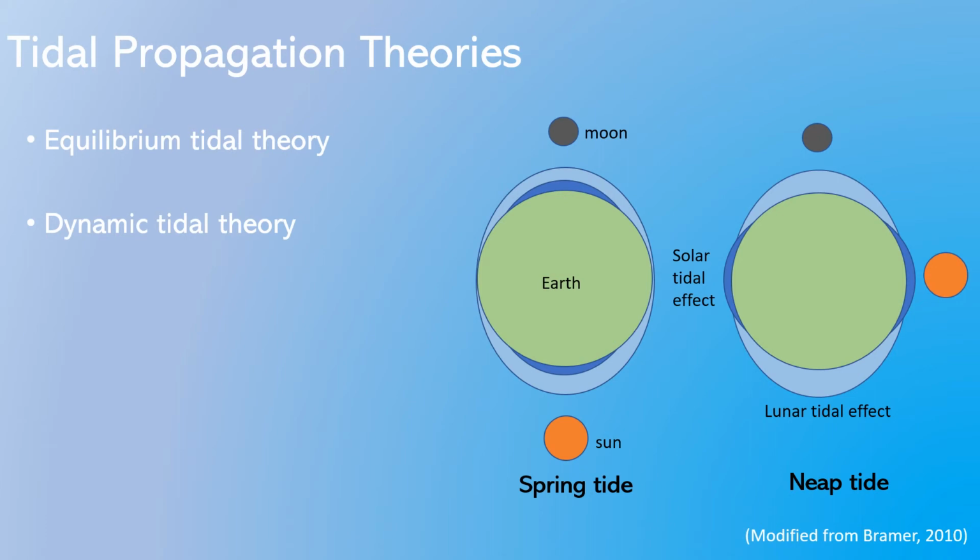Extreme tides are created when the Sun and Moon are in alignment with each other, and the least extreme is when the Sun and Moon are at right angles from each other. These are known as spring and neap tides.